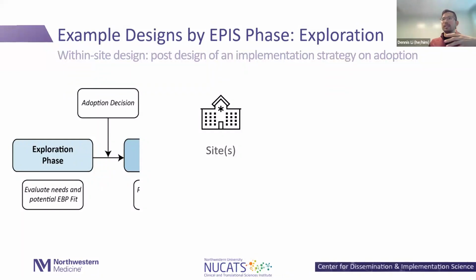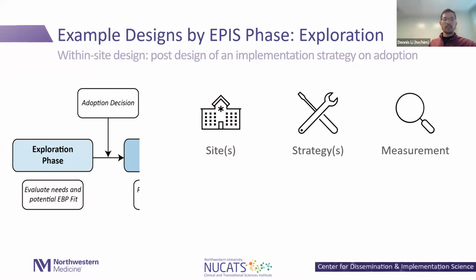There's also the possibility to do a post design of an implementation strategy on adoption. And this is something that the Hendricks-Brown paper talked about. For example, if you had some sites and you use some exploration strategies here, you can then measure that adoption decision, whether or not these sites ended up adopting the thing that you want to put into place.